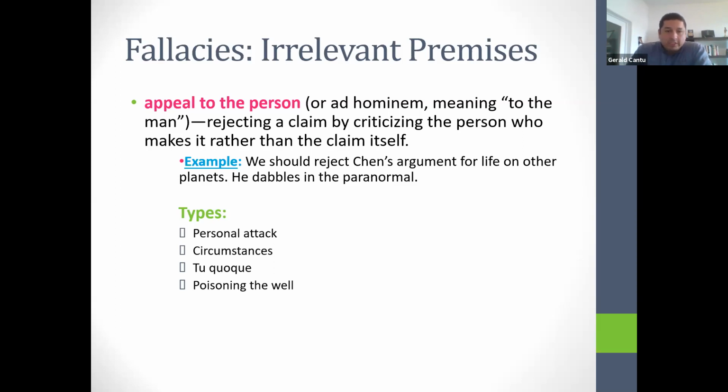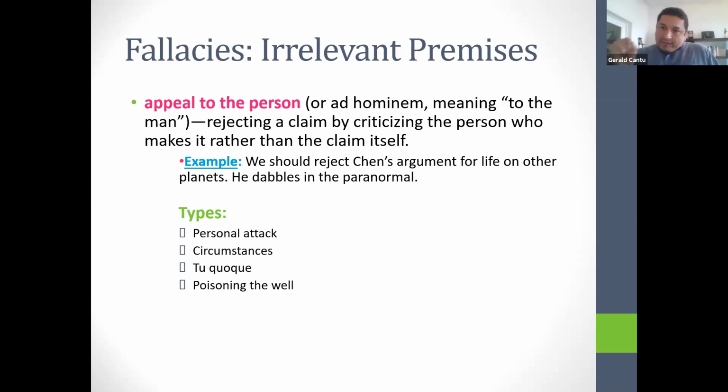So, we should reject Chen's argument for life on other planets. He dabbles in the paranormal. This argument is attacking the person. It is an irrelevant premise, right? One thing that's common between all these arguments is they're fallacies of irrelevance. So you should see how the premise is irrelevant. Look, Chen is arguing that there's life on other planets. That's false. Why? Because he dabbles in the paranormal. Because he's weird, right? He's got this weird fascination with the paranormal. Anything that comes from this guy must be false, right?